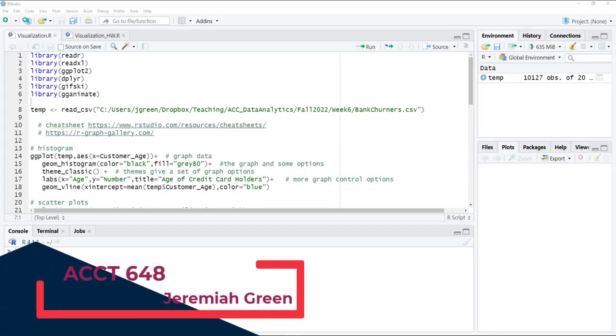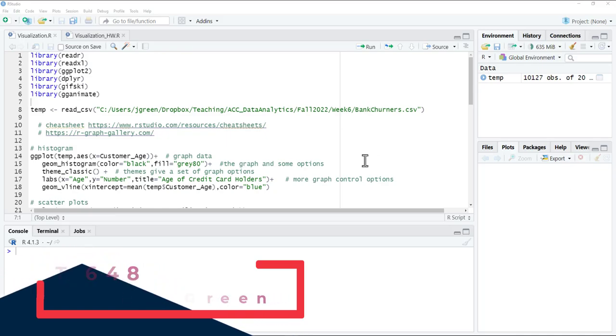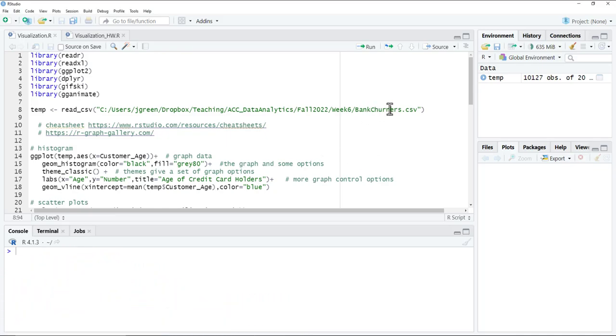In this video, I'm going to walk you through some visualizations you can do. In other words, graphing in R. And we're going to use this bank churners data set. So this is a data set with credit card usage.